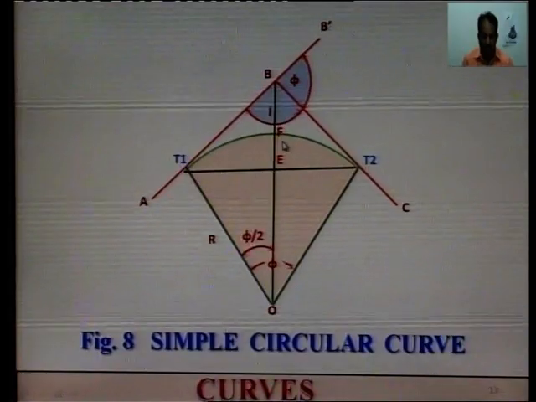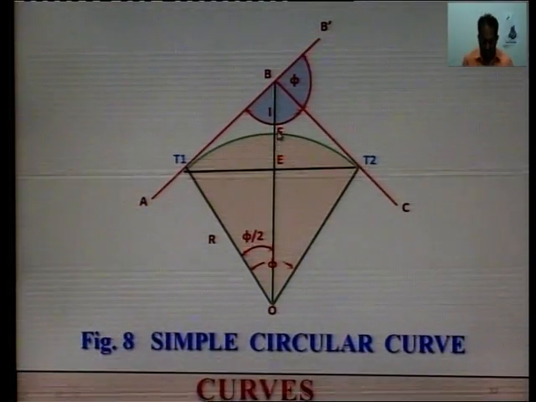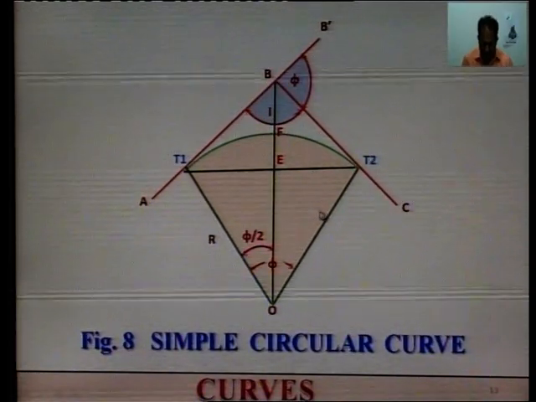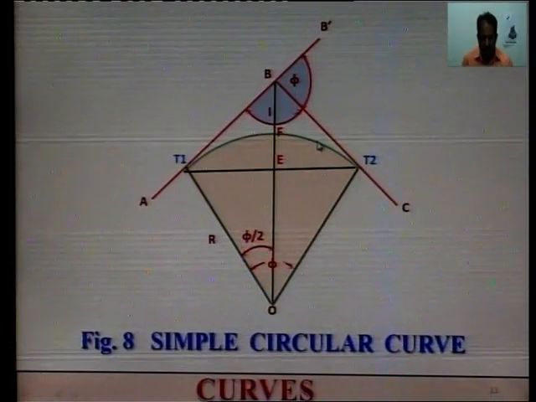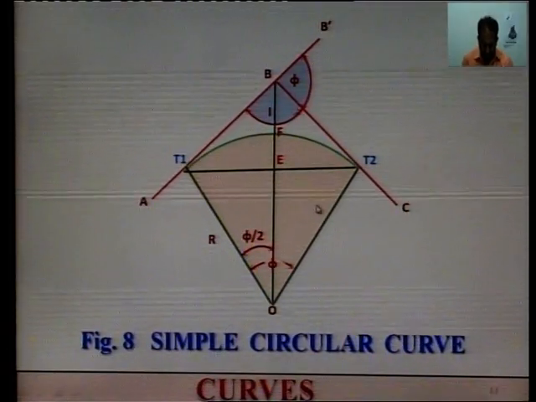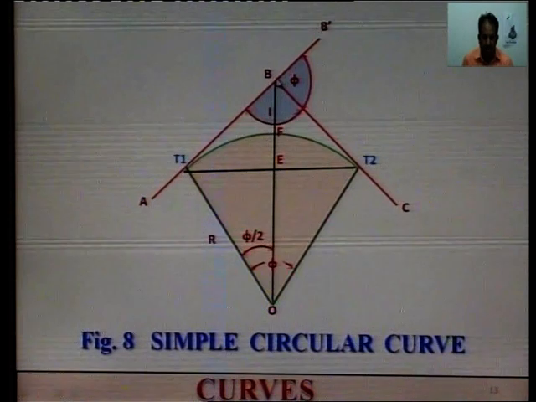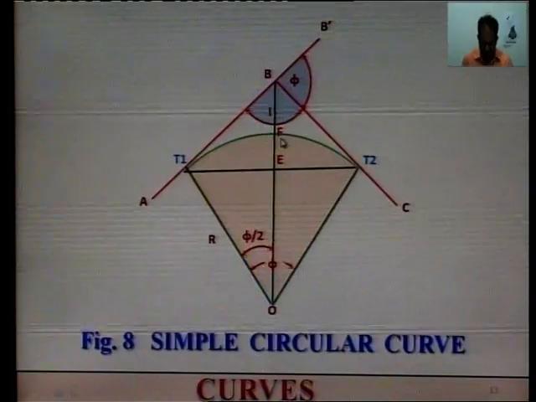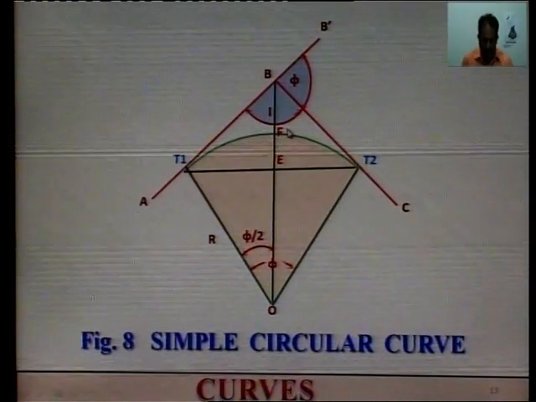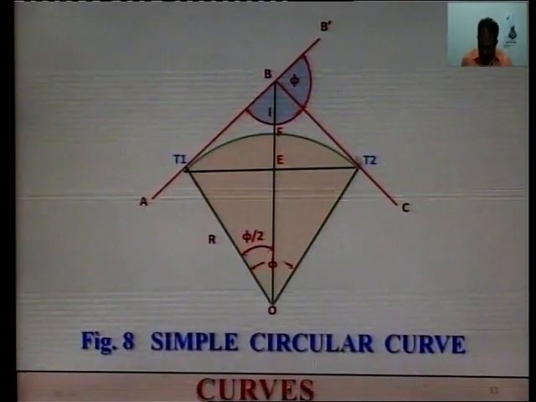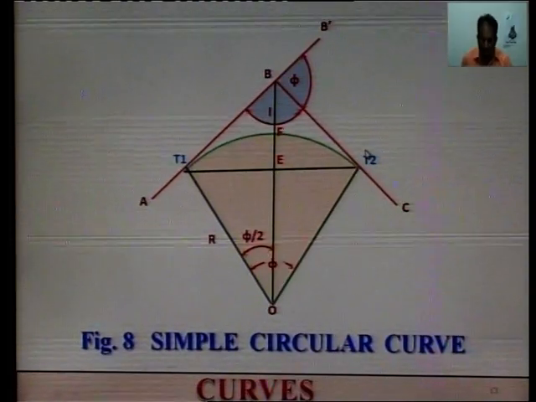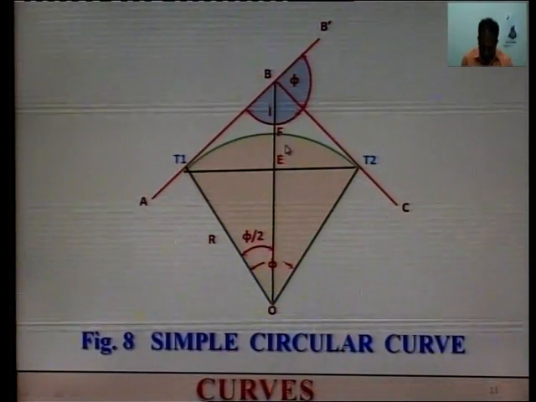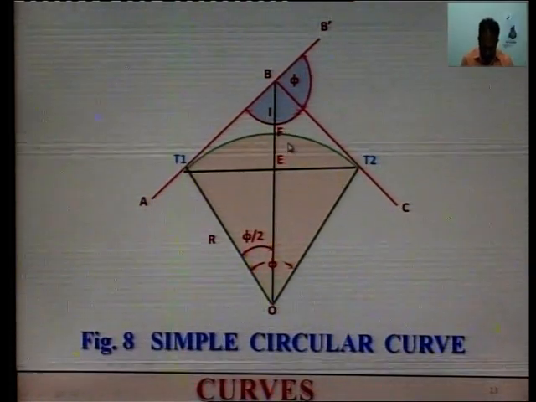Please see on your screen, the midpoint F of the arc T1 F T2 is called the summit or apex of the curve. The distance from the point of intersection B to the apex of the curve F, distance BF, is called the apex distance. The distance between the apex of the curve and the midpoint of the long chord, EF, is called the versed sine of the curve.